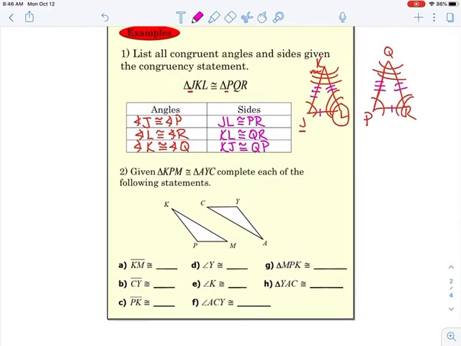Okay, now this time you are going to be given a picture, but look at the difference between this and the picture that I just drew. They were facing in the same exact direction. I labeled them in the same order, so they looked exactly the same, and it was very straightforward. Here, that's not the case. So again, you're going to have to go by the order that your letters are written in the congruency statement. So given triangle KPM is congruent to triangle AYC, complete each of the following statements.